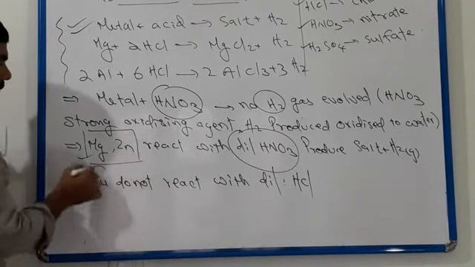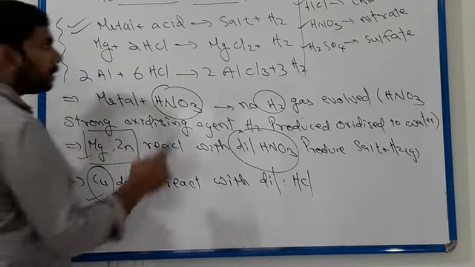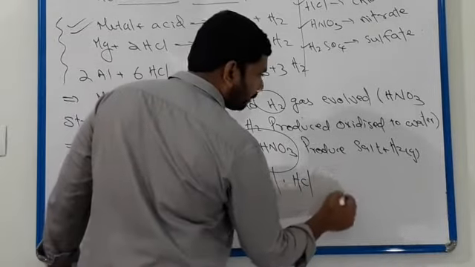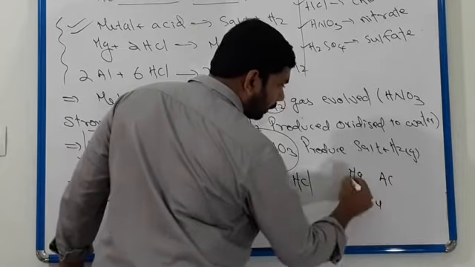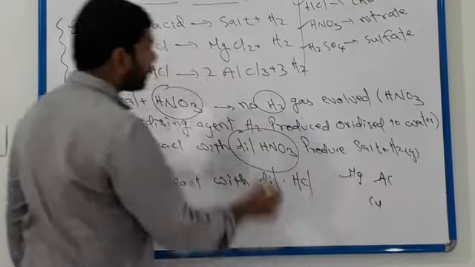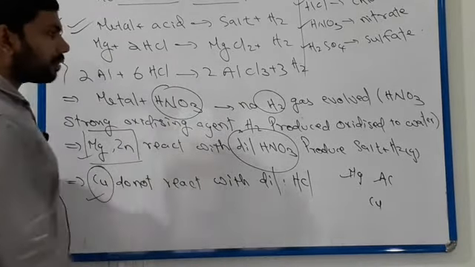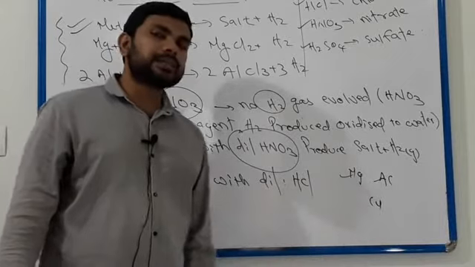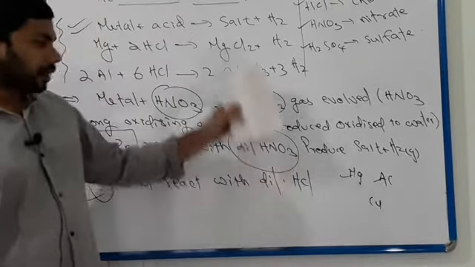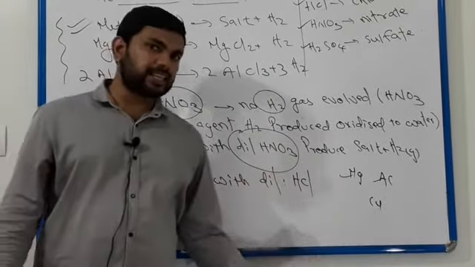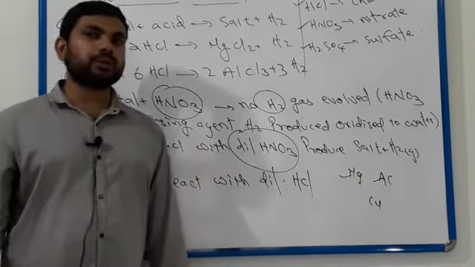Also remember here that copper does not react with dilute nitric acid. So when you compare here magnesium, aluminium, copper, magnesium and aluminium react with dilute hydrochloric acid. But copper does not react with dilute hydrochloric acid. Copper is highly unreactive. Compared to other metals, copper is less reactive. That's why copper does not react with dilute hydrochloric acid.